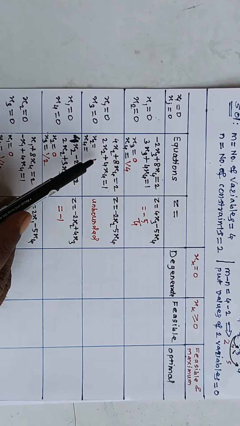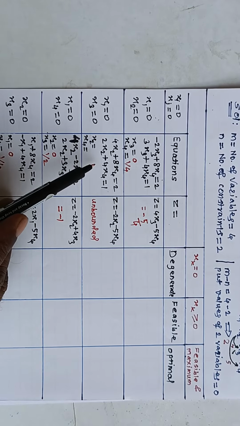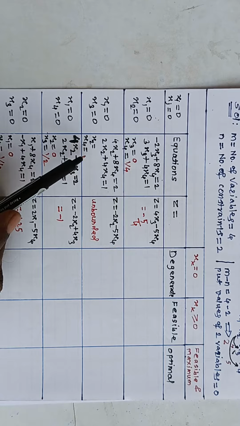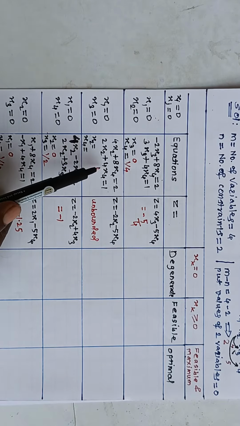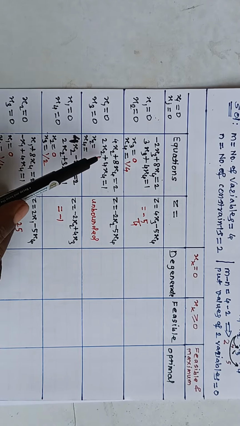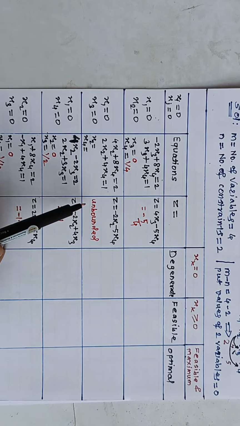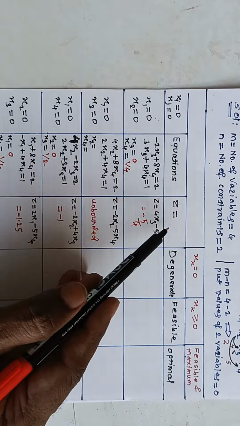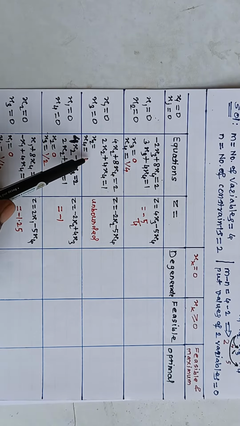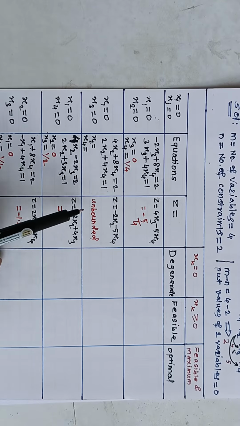Then you will get a maths error. Mathematical error means we could not get the values of x2 and x4 here. So you can write here the solution is unbounded. Just put solution is unbounded in the z column, or you can put here also solution is unbounded.